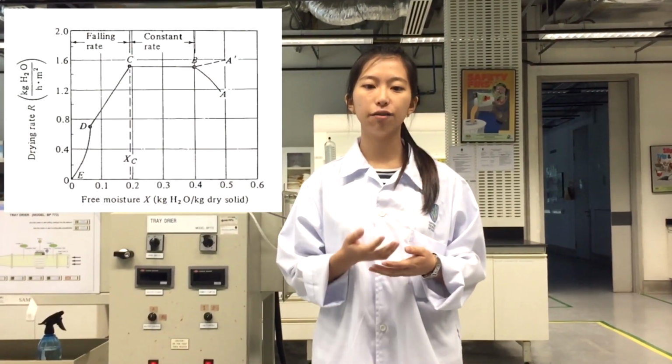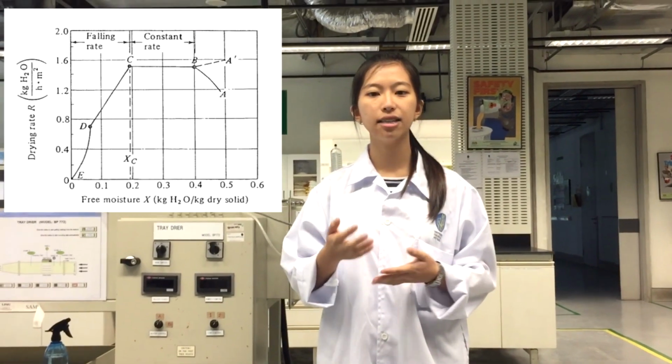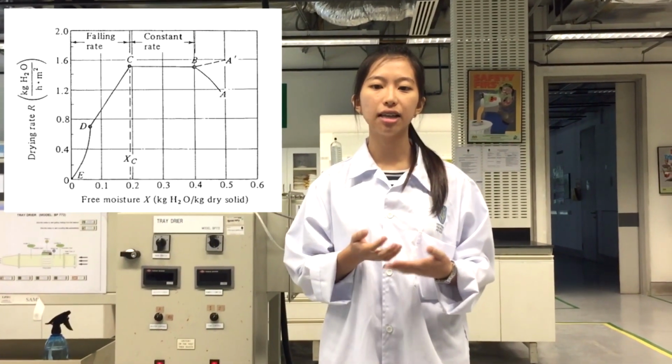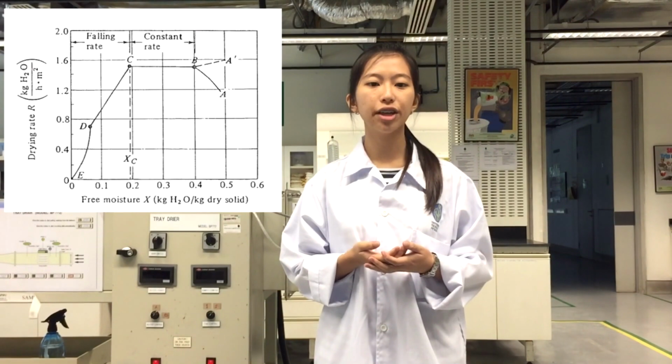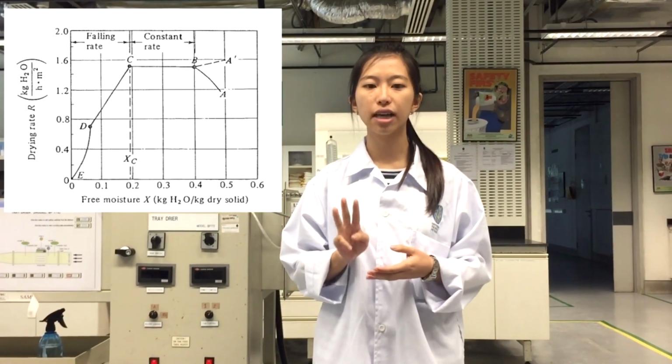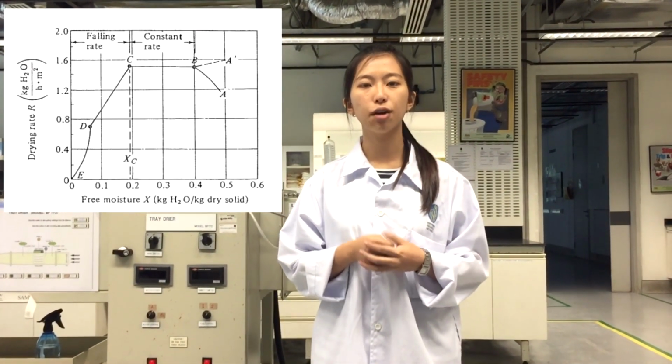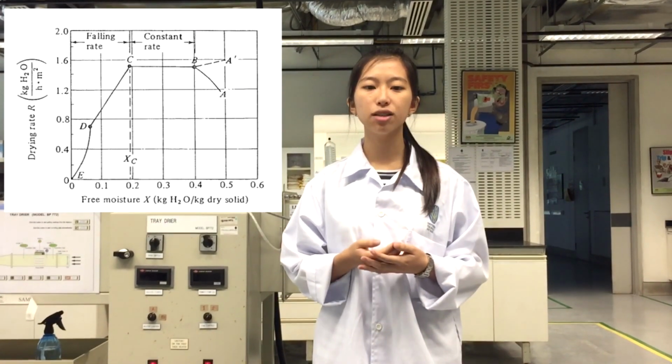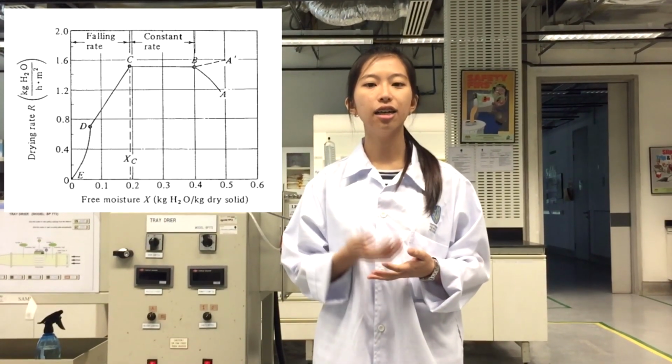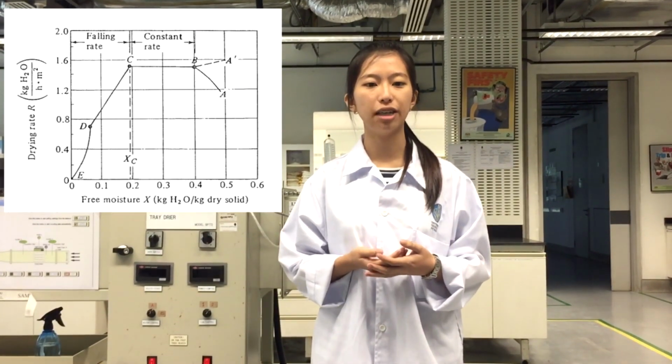So, what is the drying rate curve? The drying rate curve is a curve with free moisture content as the x-axis and drying rate as the y-axis. This drying rate curve is divided into three major sections, which are the initial phase from A to B, the constant rate phase from B to C, and lastly, the falling rate phase from C to E.